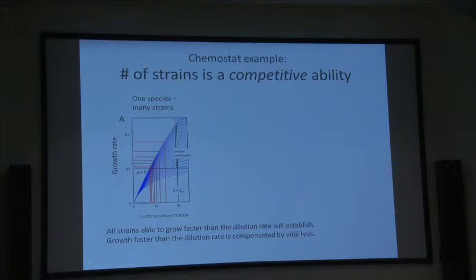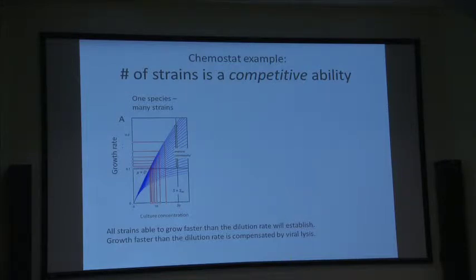Then if you get a virus, you get into the situation with a new strain and the first one controlled by viruses. The one which is resistant is the one that has to grow with the dilution rate. The susceptible one has lost both to dilution and to viruses, and therefore has to grow faster.